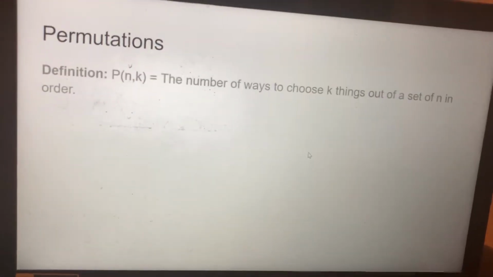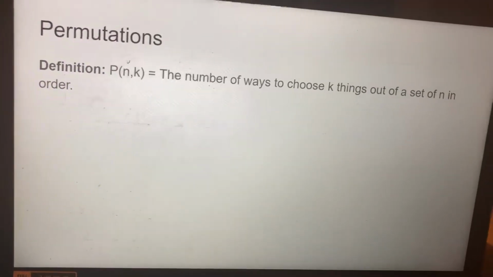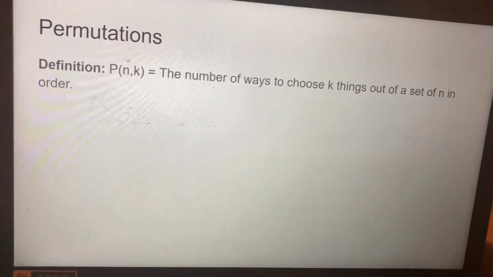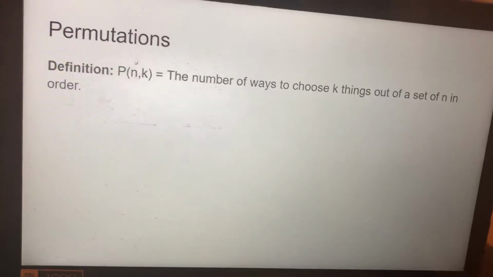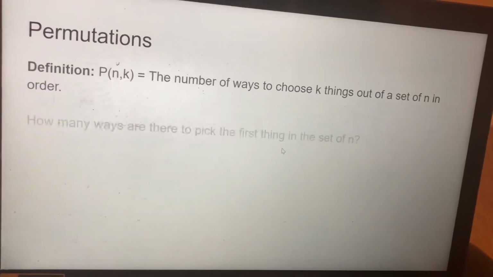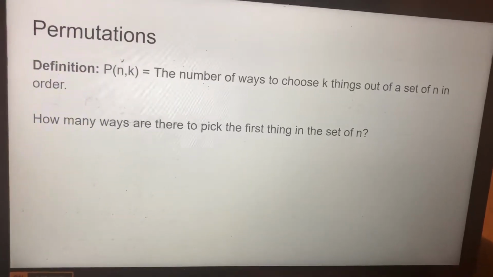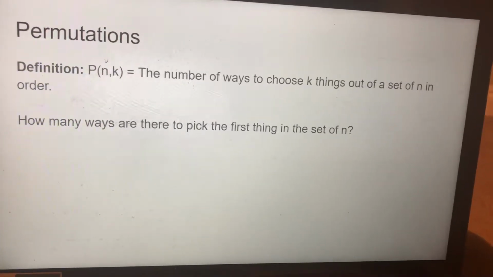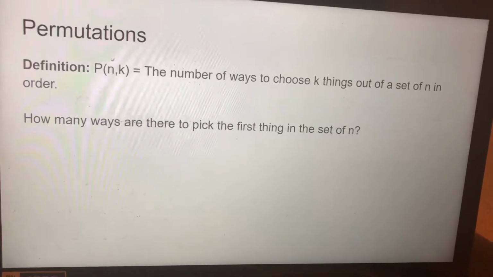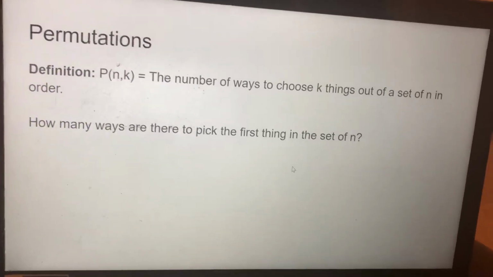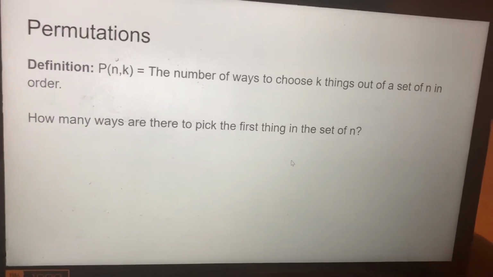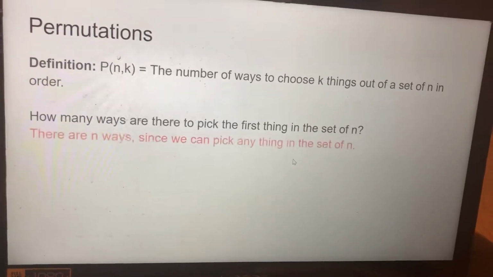Now let's take a deep dive into permutations. The definition of a permutation is the number of ways to choose k things out of a set of n things in order. In order are the key words in that definition. How many ways are there to pick the first thing in a set of n? Since there are n things, there must be n ways to pick, since we can pick any one of the n things in the set.